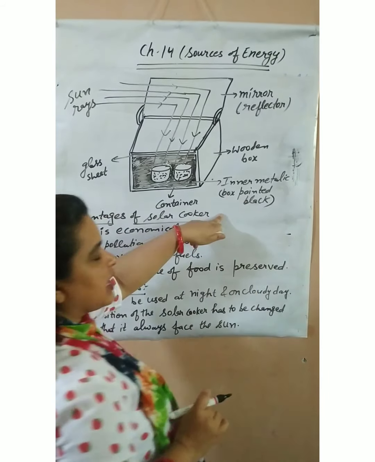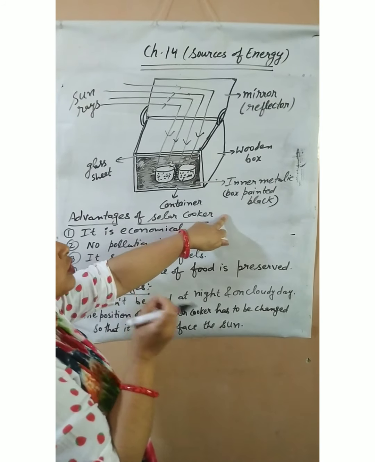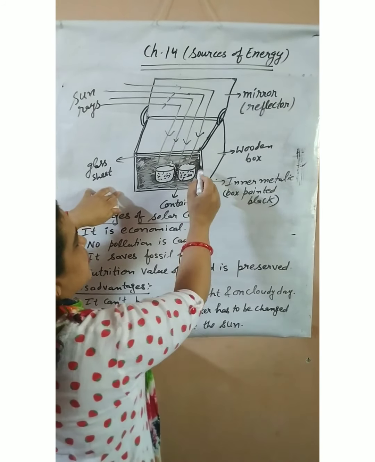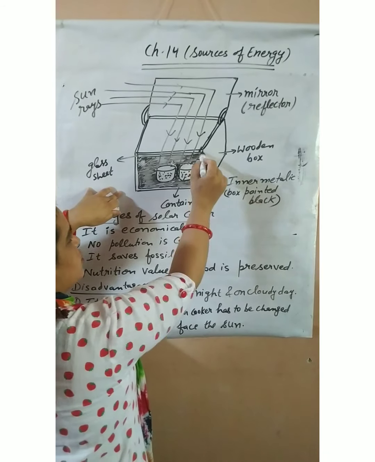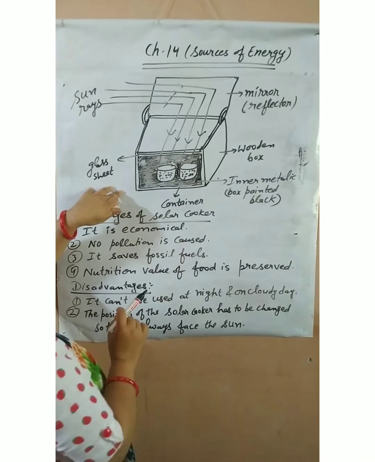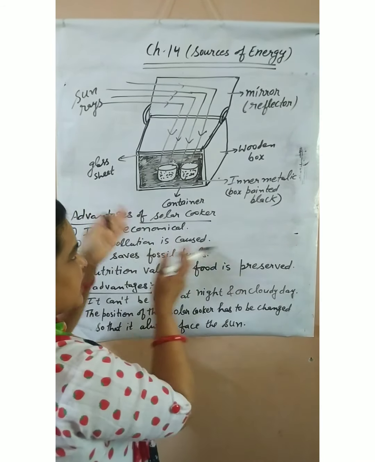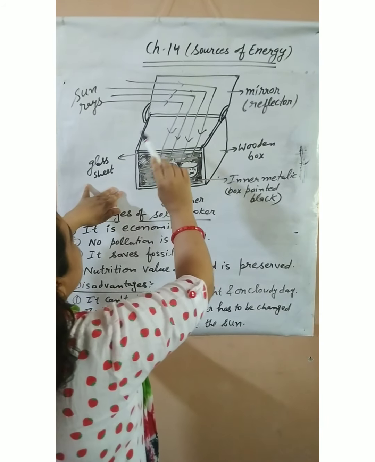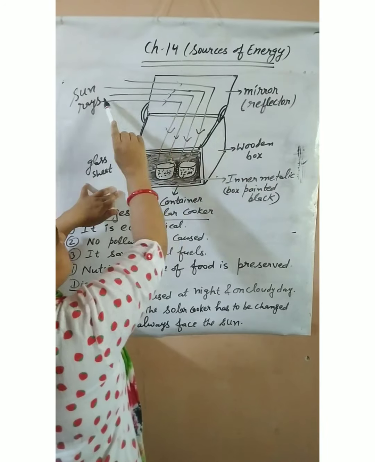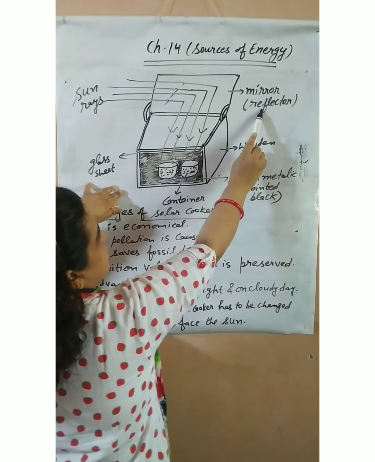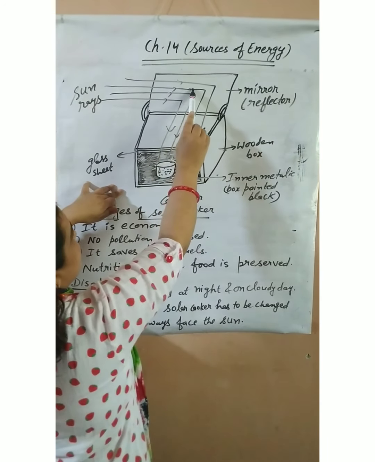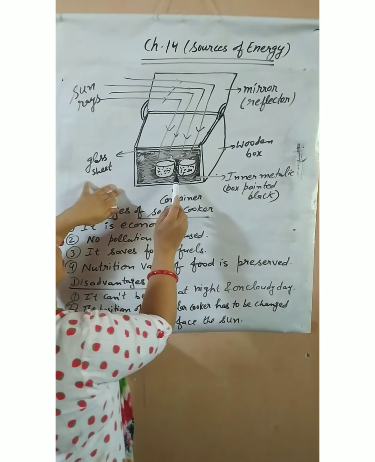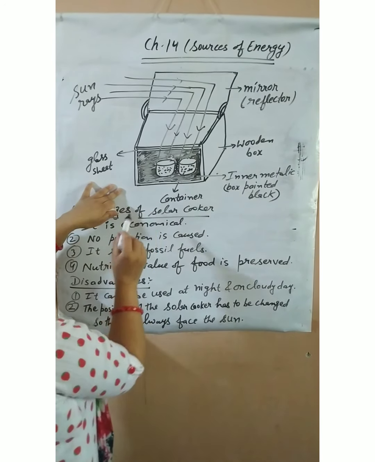Why is it painted black? Because black color is a good absorber. Moreover, the space between the wooden box and the metallic box is filled with insulating material so that heat will not escape to the surroundings. A plane mirror is attached with the help of hinges, and when sun rays fall on the plane mirror, it acts as a reflector. The rays get reflected onto the utensils kept in the container.